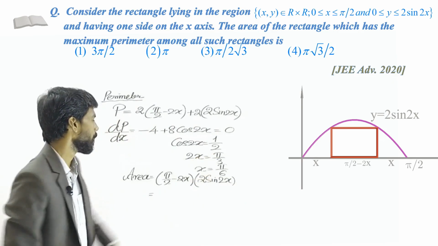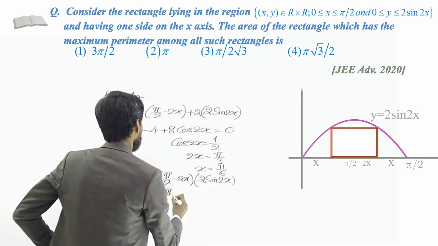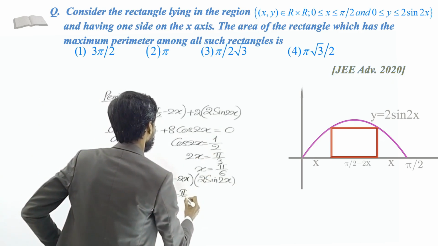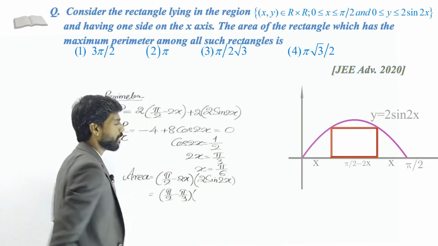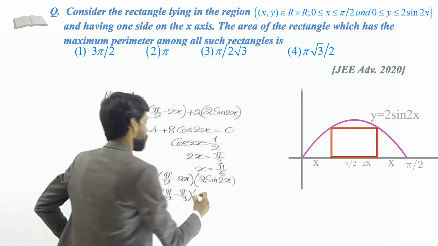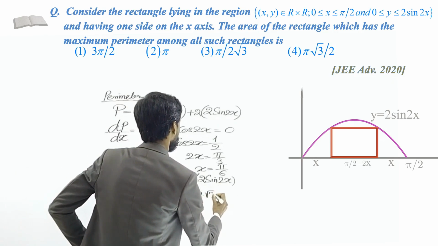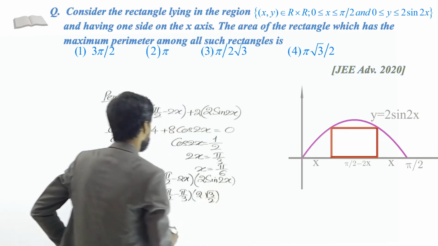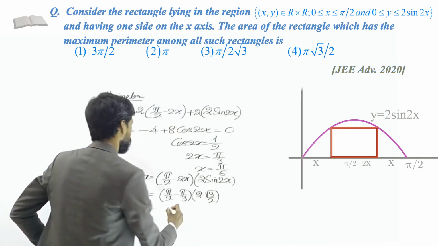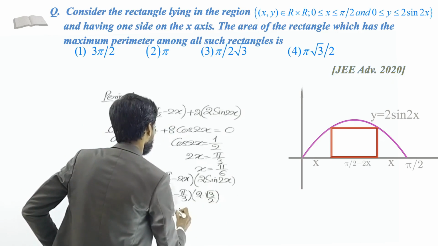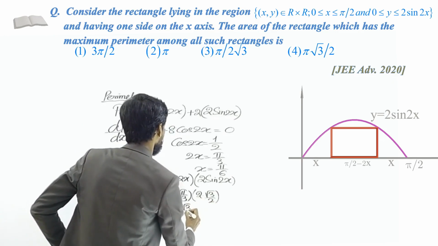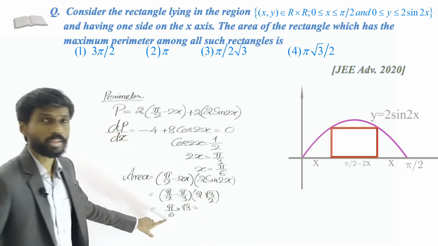So 2x is pi by 3. So pi by 2 minus pi by 3 multiplied by sine 2x, which is pi by 3. So that means 2 multiplied by root 3 by 2. So that is our required answer, right? So this is pi by 6 multiplied by root 3. Or we can say it is 3 multiplied by 2.